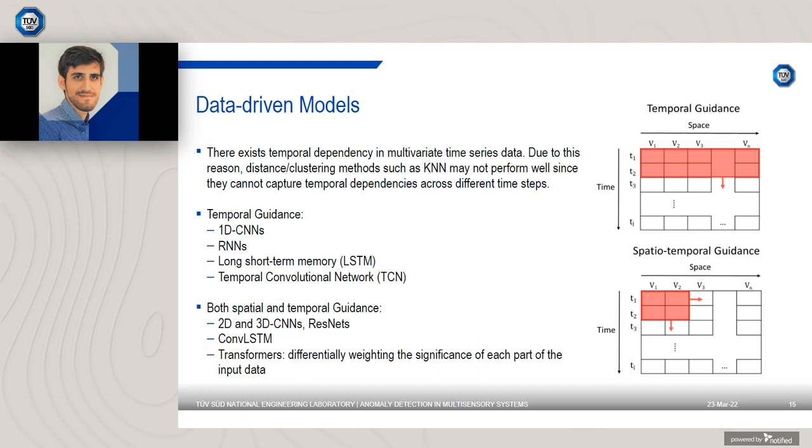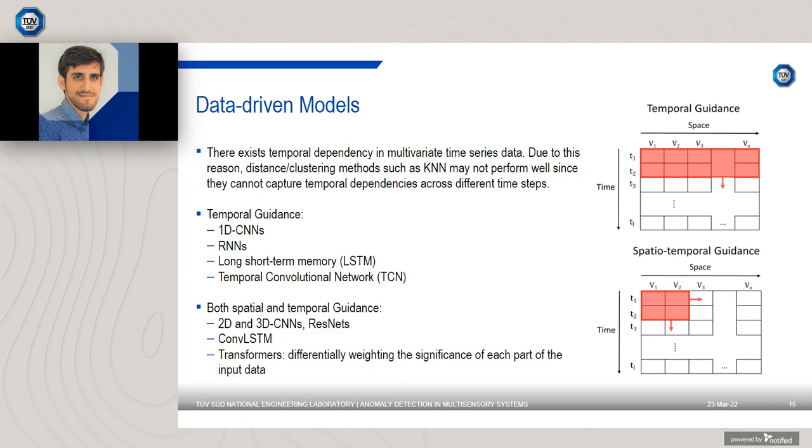To do that, we use deep neural network models such as one-dimensional CNNs, RNNs, long short-term memory neural networks, which are types of RNNs, and temporal convolutional neural networks. All of these methods that I mentioned only account for temporal information.